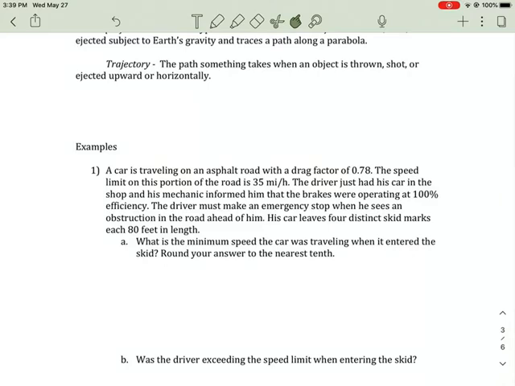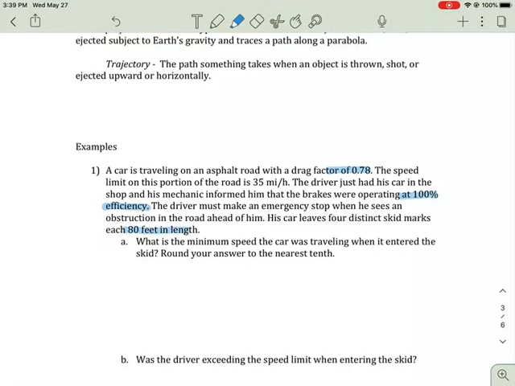Now, a car is traveling on an asphalt road with a drag factor of 0.78. So let's highlight that because that's going to be important here. And the speed limit on that portion of road is 35 miles per hour. Now it doesn't mean that the car is traveling that fast. It just means that's the posted speed limit. The driver just had his car in the shop and his mechanic informed him that the brakes were operating at 100% efficiency. The driver must make an emergency stop when he sees an obstruction in the road ahead of him. His car leaves 4 distinct skid marks, each 80 feet in length.